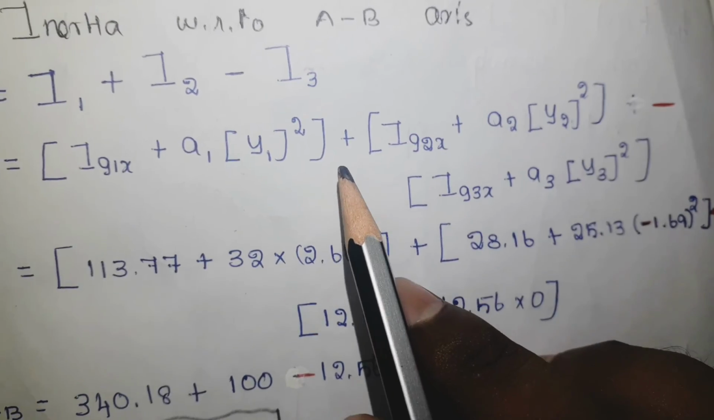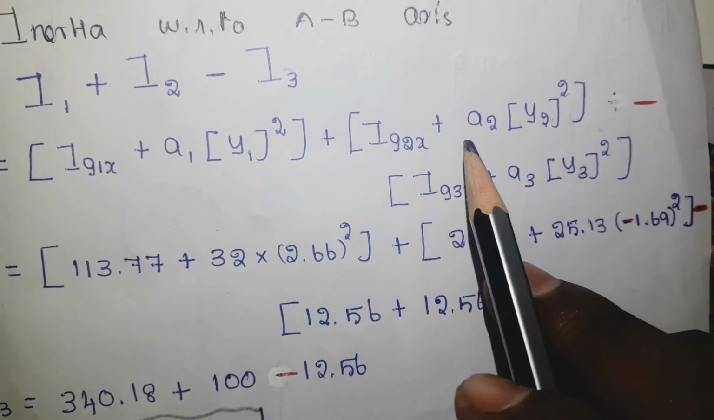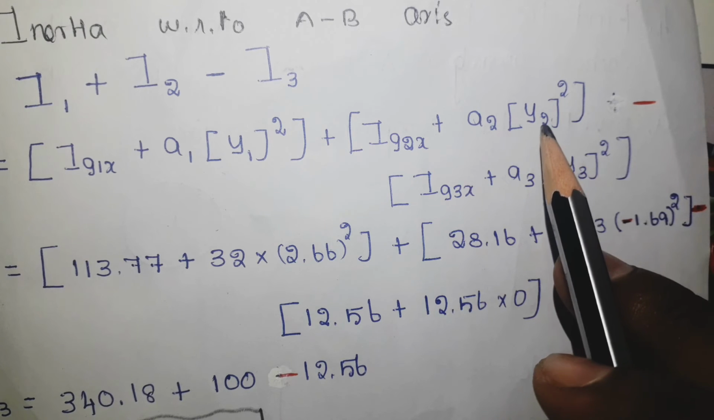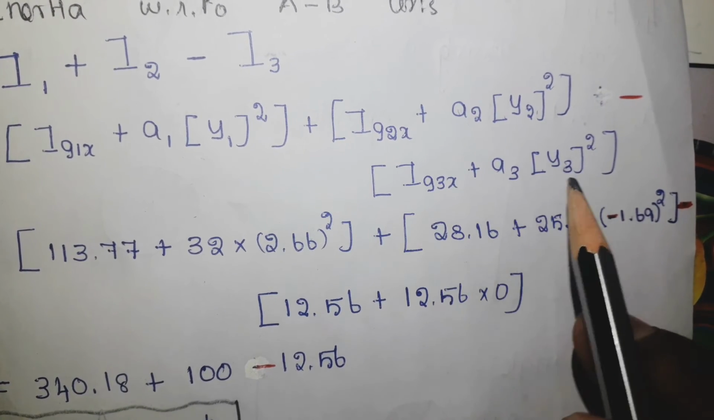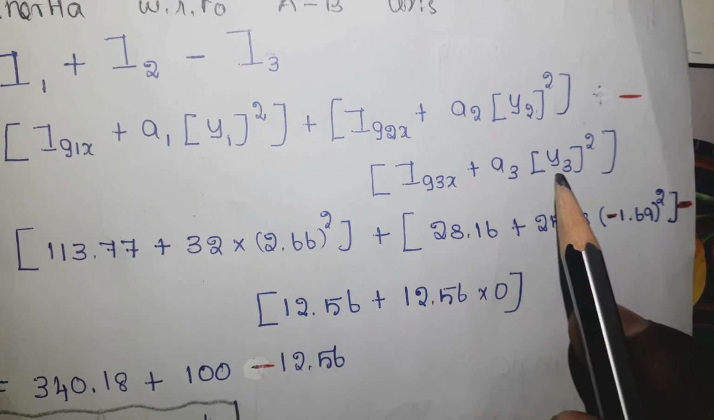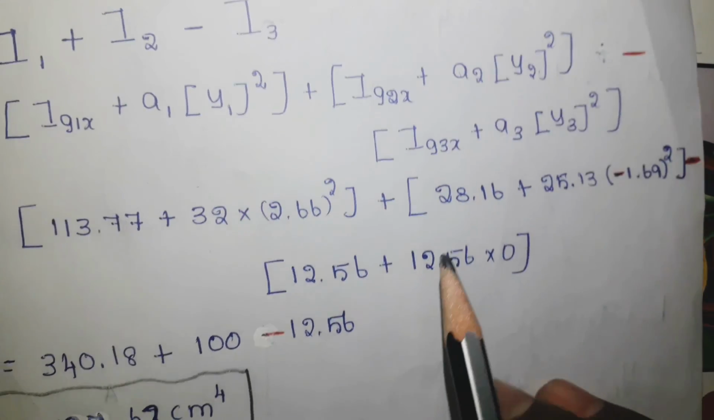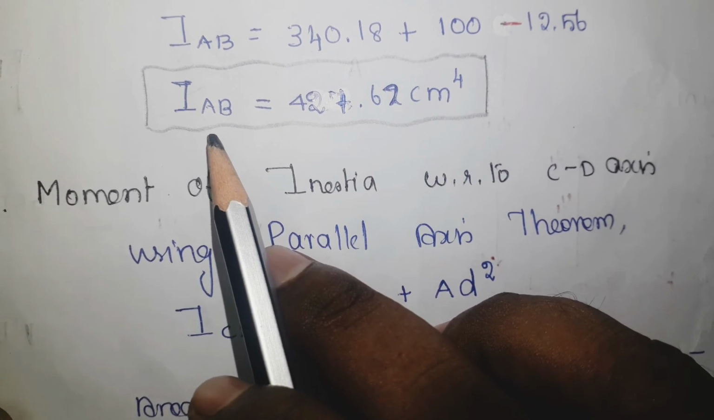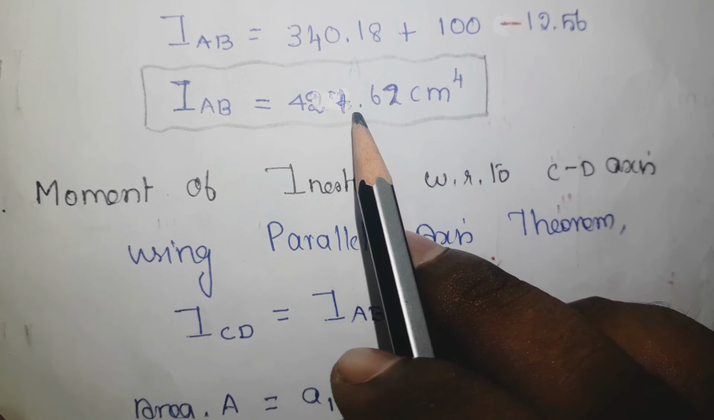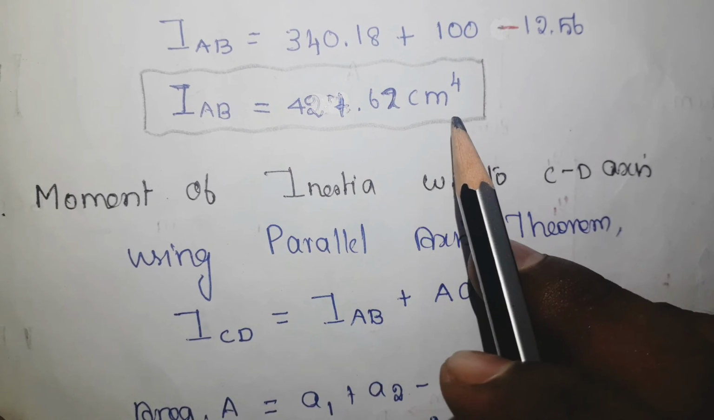Similarly for the semicircle, the same step: IG2x plus A2 into y2 the whole square. Then minus, and this is for the circle: IG3x plus A3 y3 the whole square. Substitute the values, and you will get the answer for the moment of inertia with respect to AB, which is equal to 427.62 centimeter to the power 4.